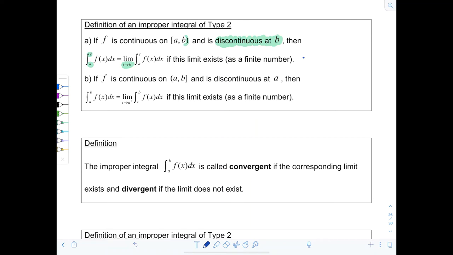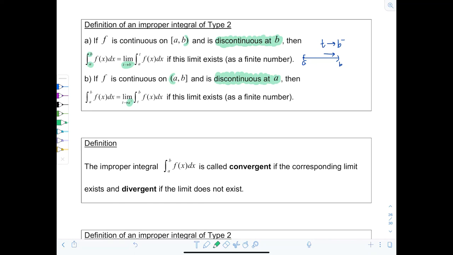It should make sense because the interval is going from a to b. You're not including b, you're including a. So that limit has to be t approaches b from the left. Now, from the other side, if f is continuous on the interval from a to b, but notice we're not including a because it's discontinuous at a, then the integral from a to b of f of x dx equals the limit as t approaches a from the right of the integral from t to b of f of x dx, provided this limit exists as a finite number.